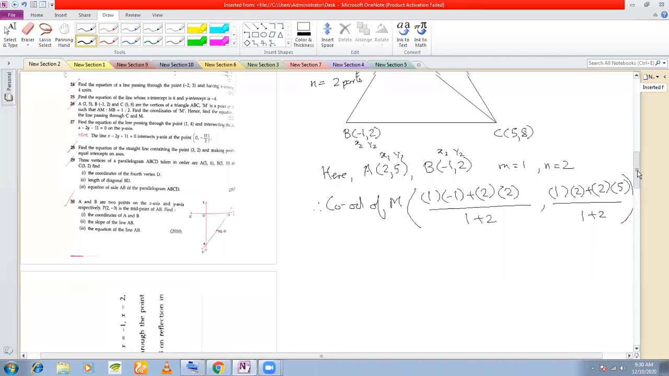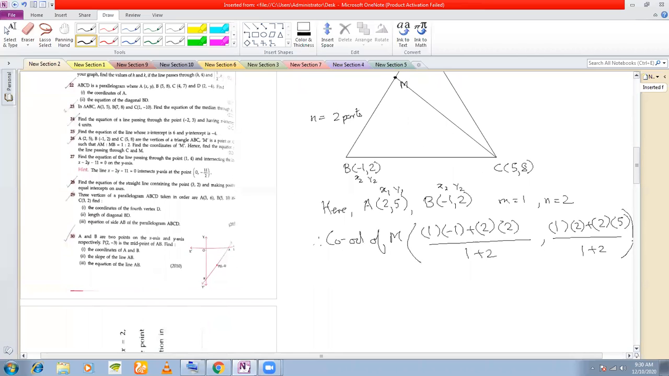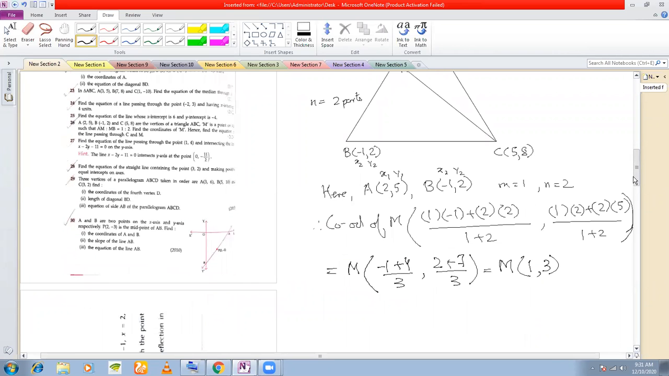Okay. This is (-1 + 4)/3, (2 + 7)/3. So therefore the coordinates of M: the x coordinate is 3 by 3, which is 1, and the y coordinate is 9 by 3, which is 3. So this is the coordinates of M. So therefore, the first part of the question is done.